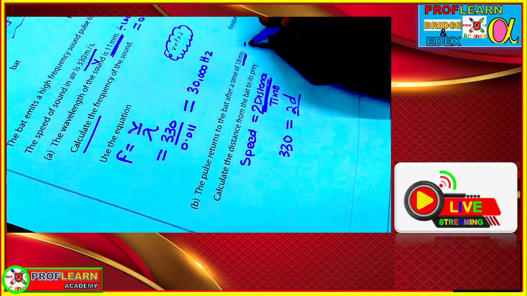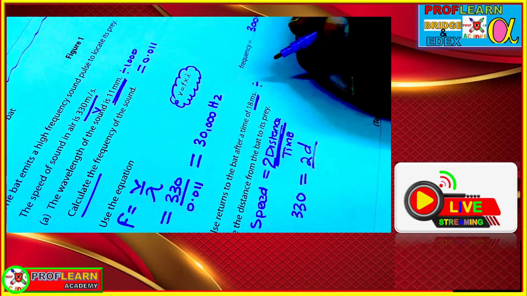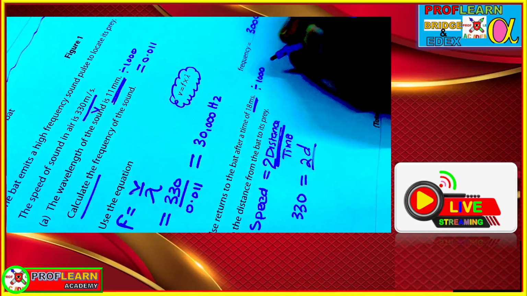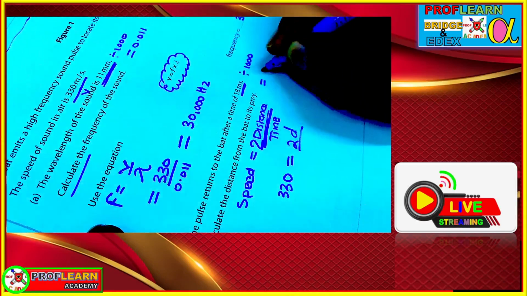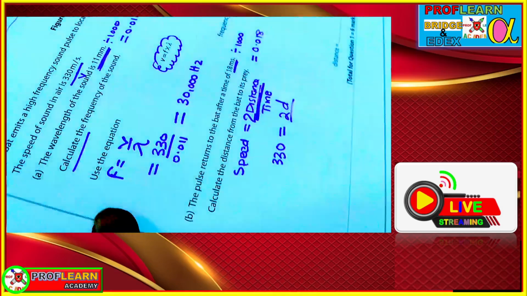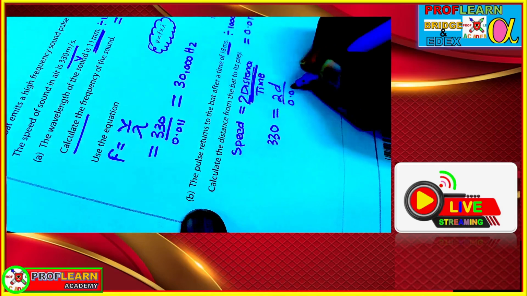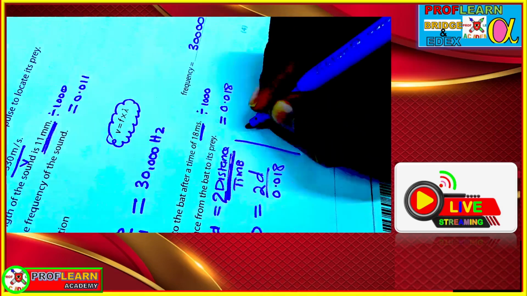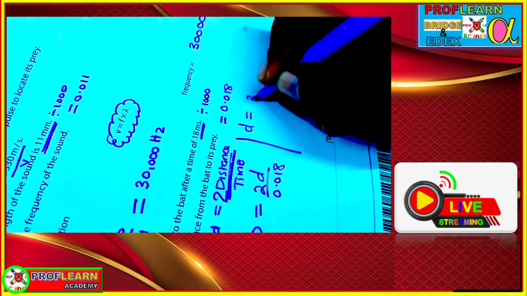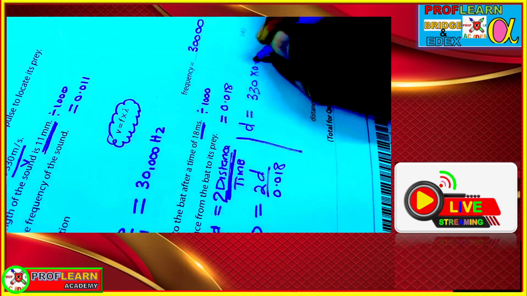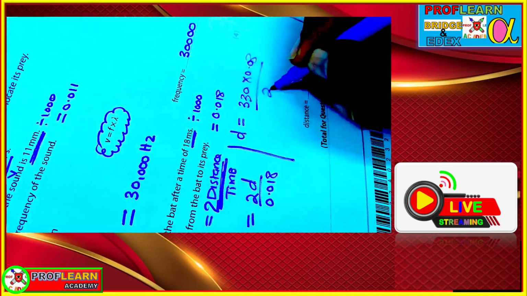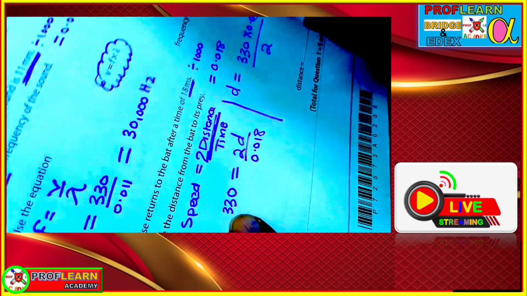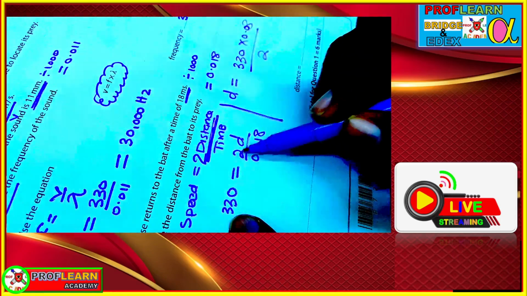18 milliseconds, this one also we have to convert to seconds. Milli is the same as 10 raised to power negative 3, so we divide by 1000 here, and if you work it out, you're going to get 0.018. So if we put here 0.018, then to work out the distance, it is going to be equal to 330 times 0.018 divided by 2. I've multiplied both sides so that I can remove it from the denominator, and then divided by 2 so that I can remain with the distance.